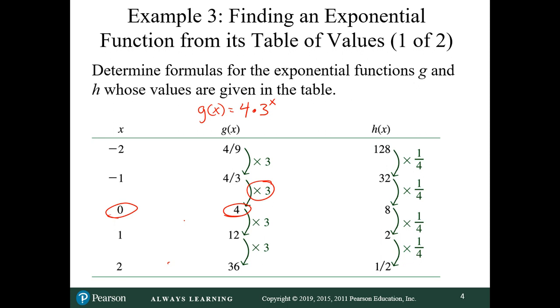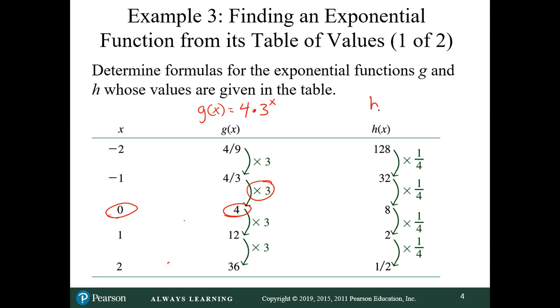Now, let's see if this works out. If you take, on your calculator, 4 times 3 to the negative 2 power, you're going to get 0.4 repeating, correct? And then if you push math, enter, what does that tell you? It gives you 4/9, okay? 4 times 3 to the negative 1 is basically 4/3, and so on, okay?